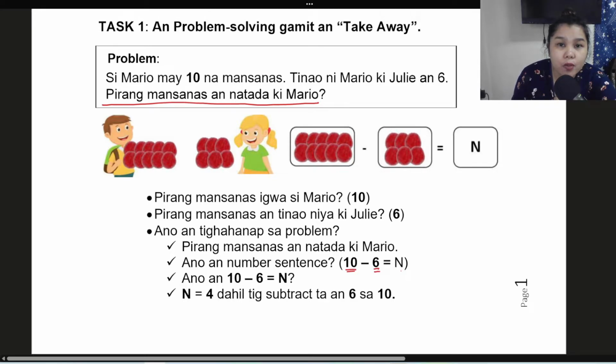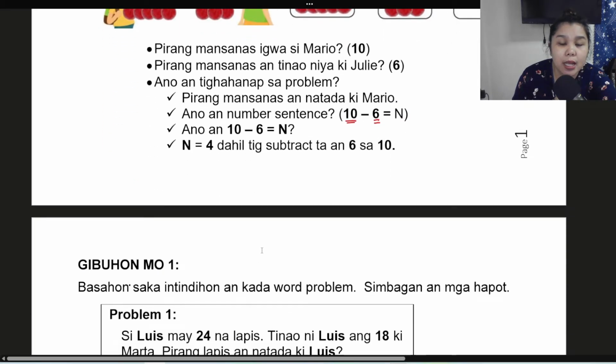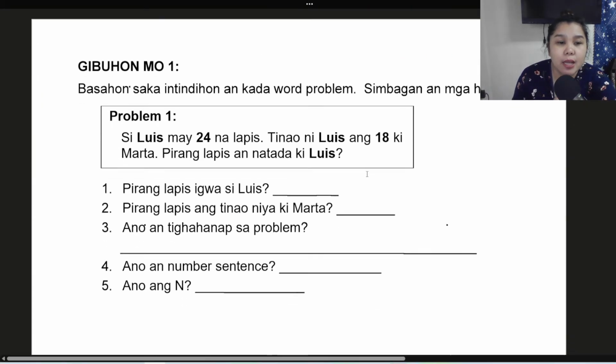So, this is how you plan on answering. And then, ano ang 10 minus 6? Ang n equals 4. So, kapag ito binigay na, so what is left is 4. Tapig subtraktaan 6 sa 10. So, what does this mean? Ang ibig sabihin na to is hindi 6 minus 10, but 10 minus 6. Okay, now, basahon sa kaintindihan ng kada word problem, simagan mga hapot.